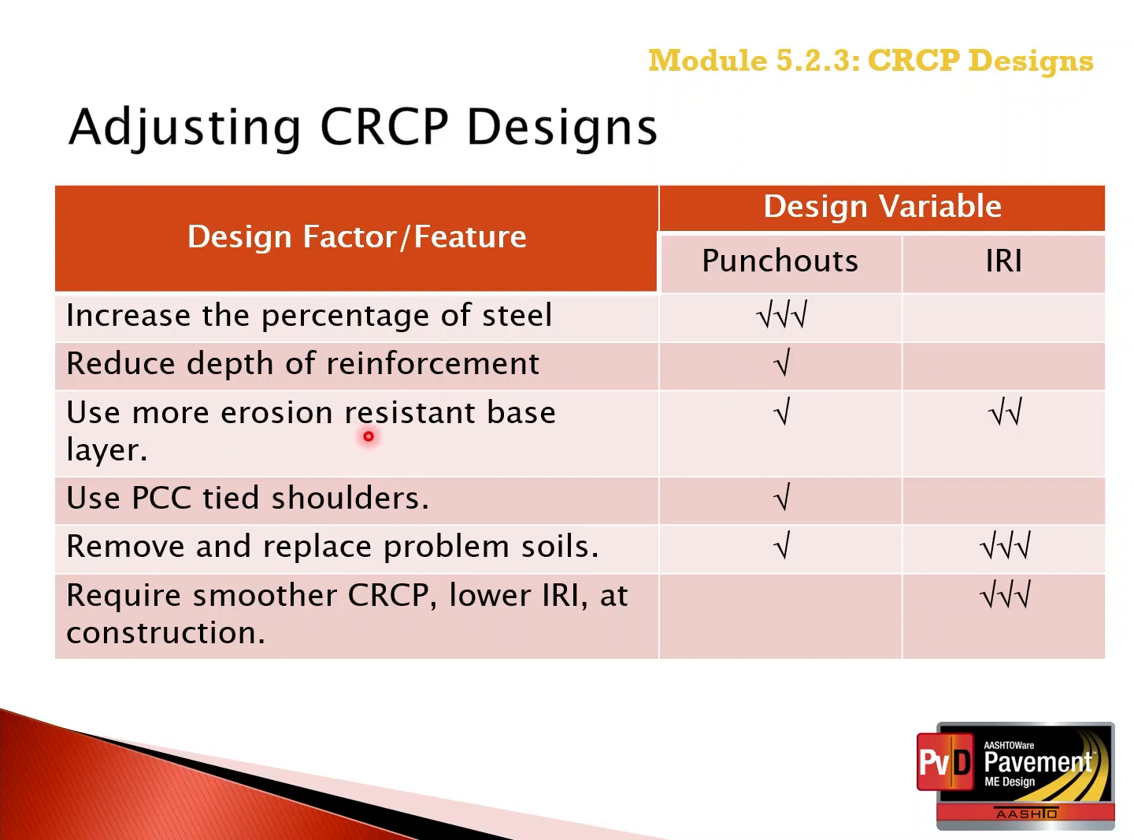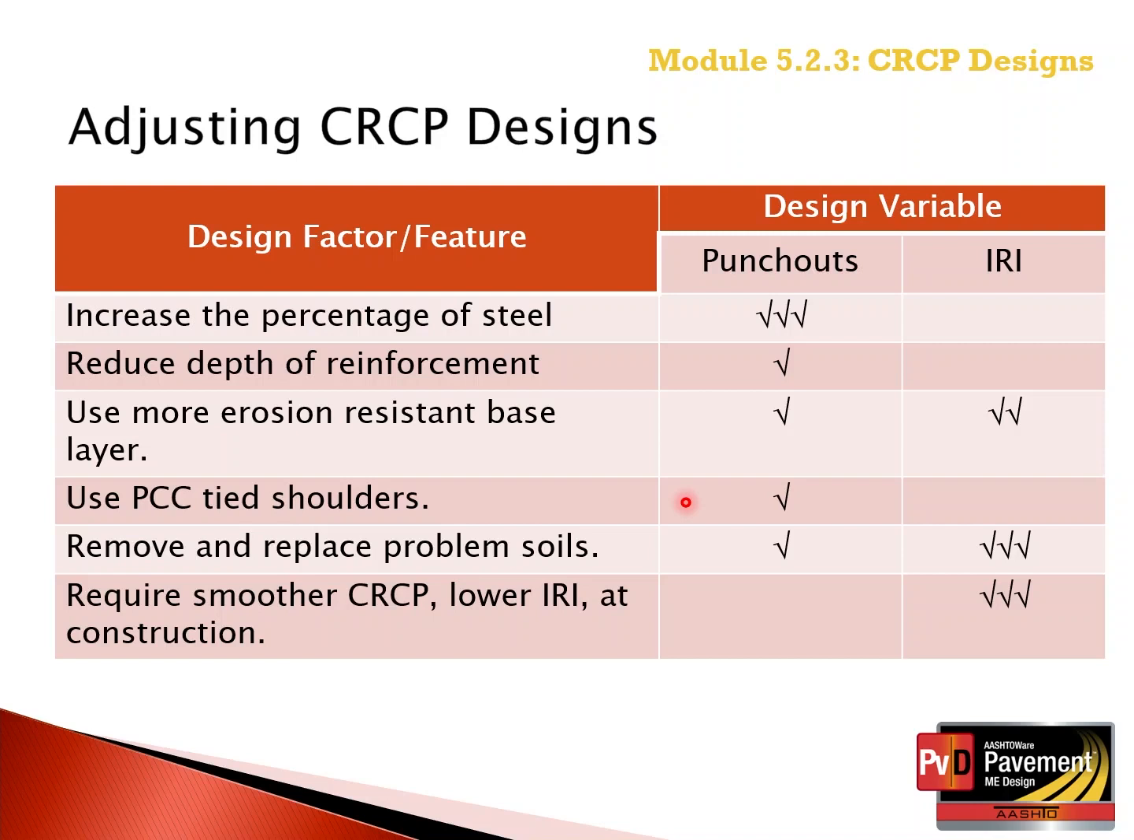Using more erosion-resistant base material has a minor to moderate impact on the amount of punch-outs. Using an asphalt base or a stabilized base versus an aggregate base that can be highly erodible would reduce the number of punch-outs. Using tied PCC shoulders has a minor to moderate impact on the number of punch-outs.